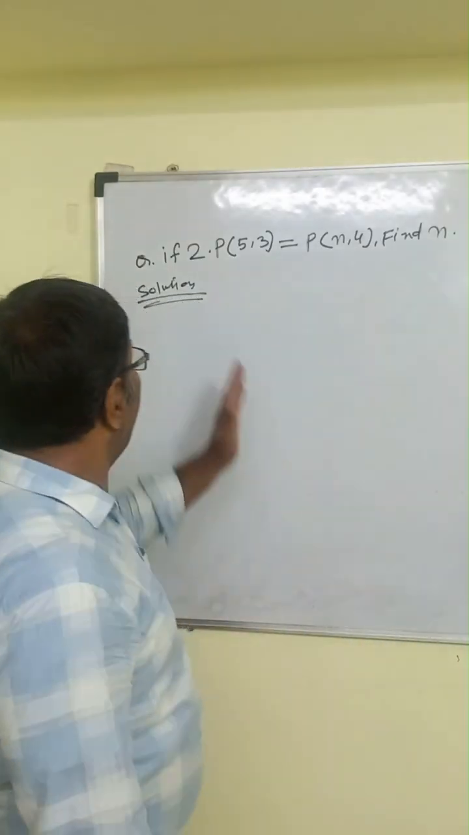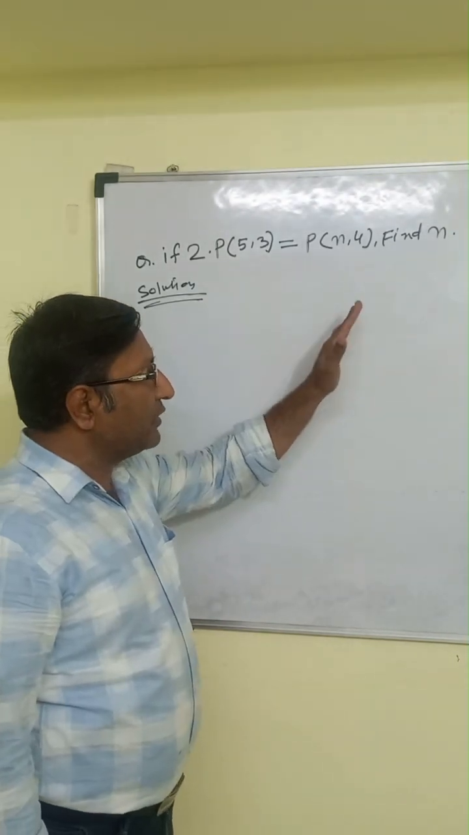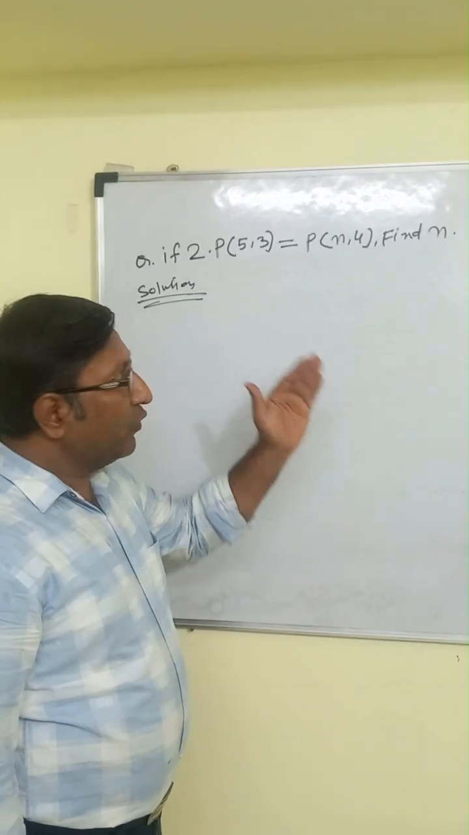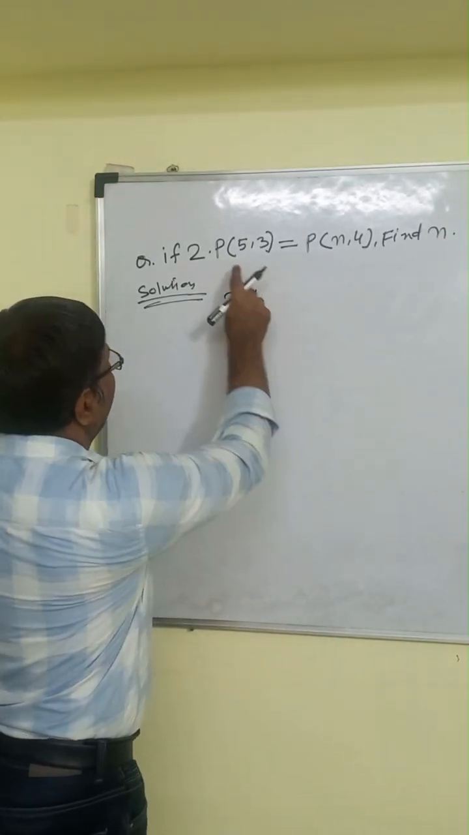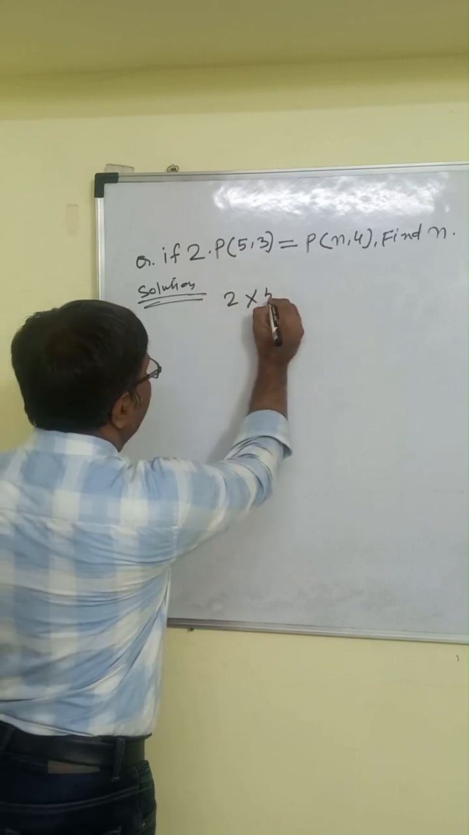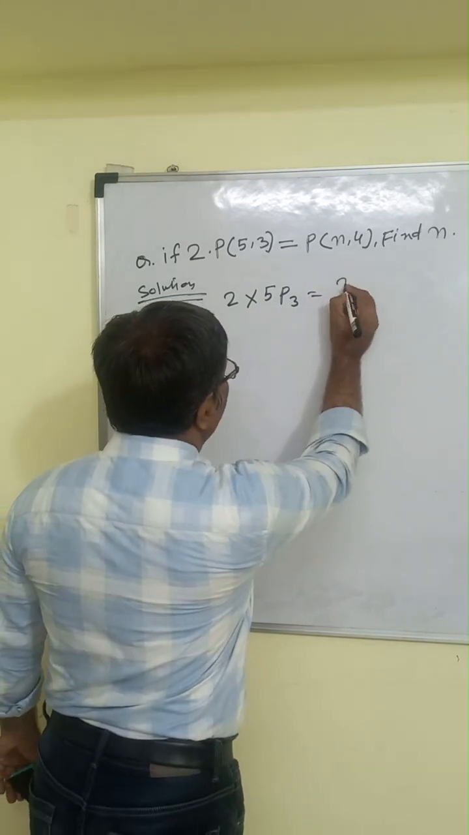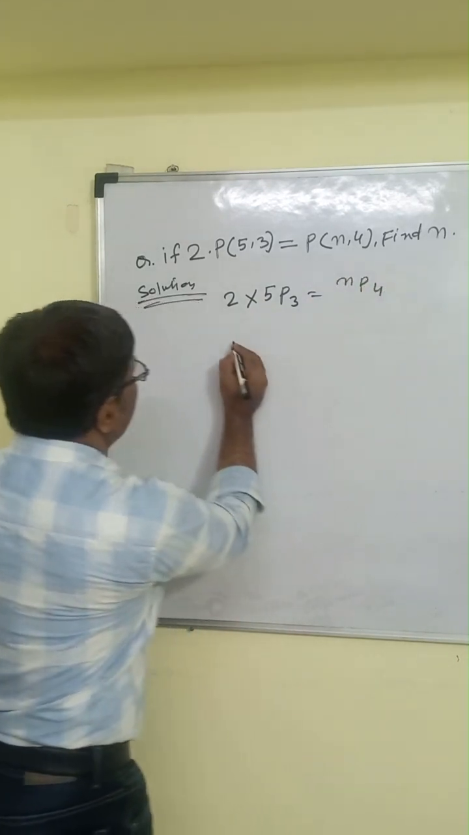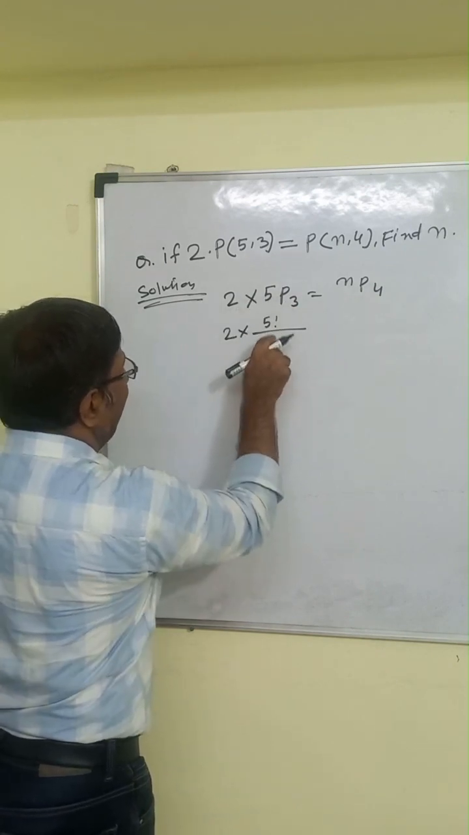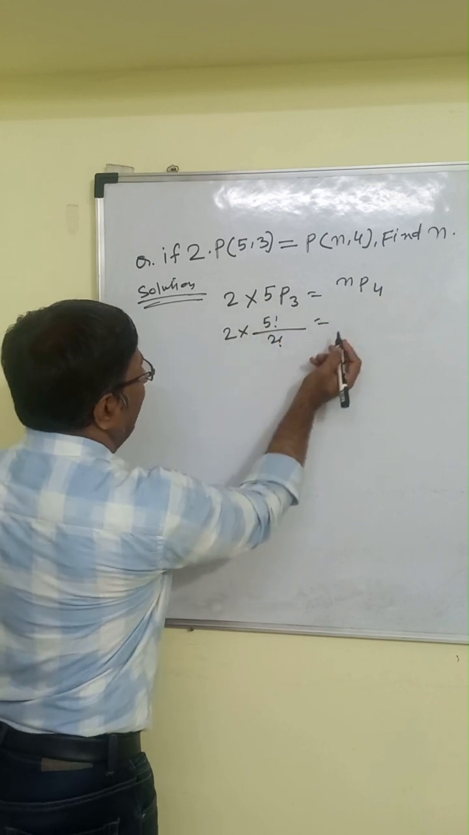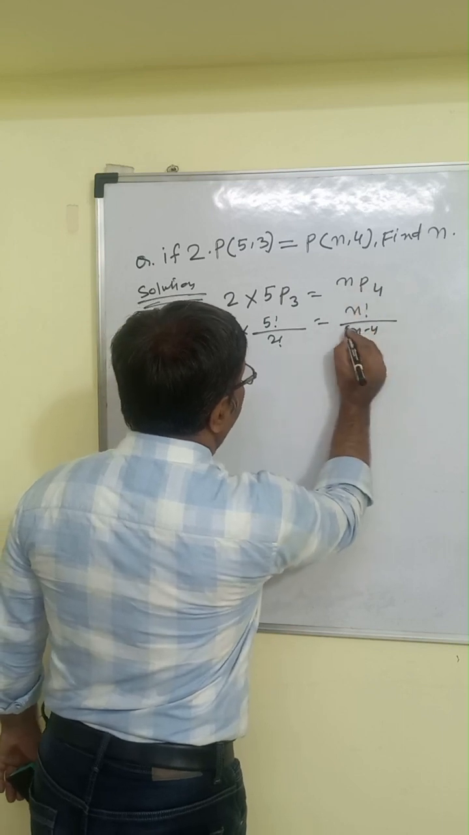Let us see the question. If 2 into permutation of 5, 3 equal to permutation of n, 4, then find n. So for this type of question, simple technique is what? This is 2 multiply. Permutation of 5, 3 means what? That is 5P3. And this equal to permutation of n, 4 means what? That is nP4. So this is 2 and we know 5P3 is what? That is 5 factorial divided by (5 minus 3), 2 factorial. And this equal to what? n factorial divided by (n minus 4) factorial.